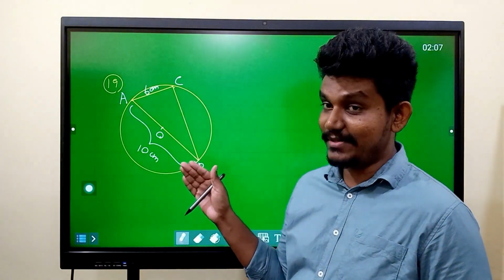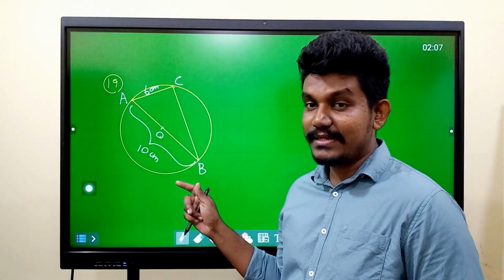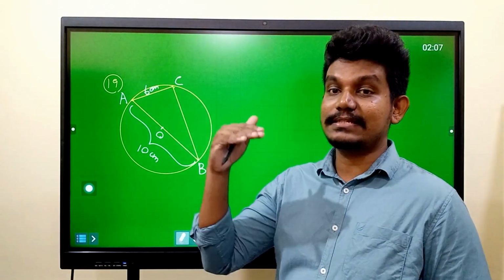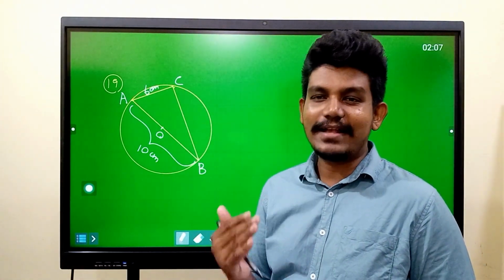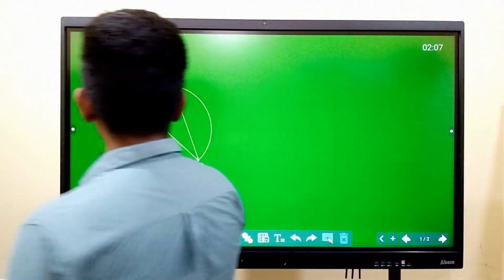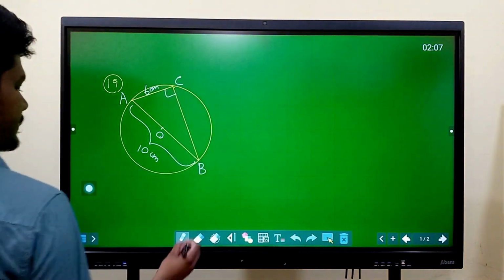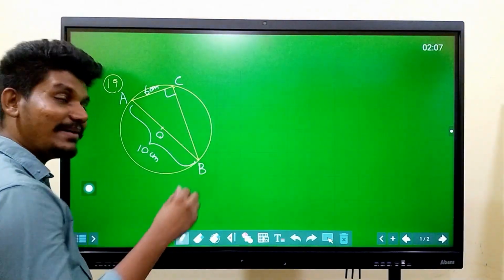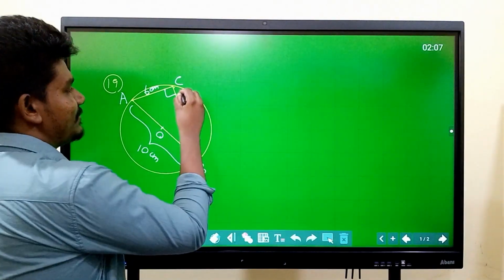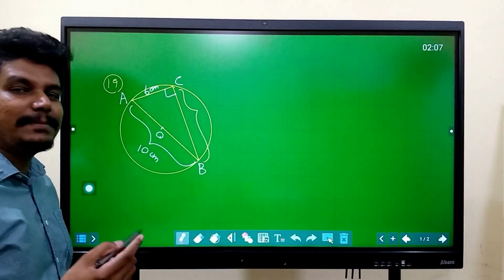Here there's a theorem, right? AB is a diameter, then the angle subtended on the circumference by the diameter is a right angle. Simply we call the theorem angles in a semicircle. So it will be a right angle here, right? It's a right angle, so 90 degrees. Then you can apply Pythagoras theorem, isn't it? You can apply Pythagoras theorem to find BC.